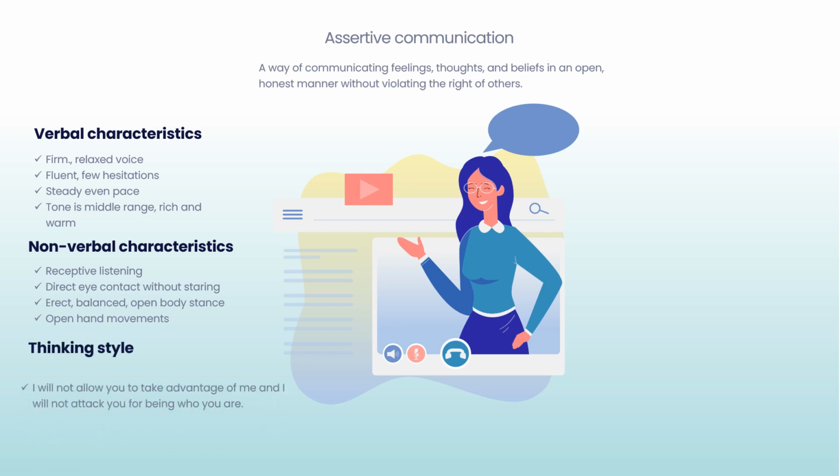Thinking style: I will not allow you to take advantage of me, and I will not attack you for being who you are. So you know who you are, you know who your follower is, then you bring in a balance so that you are not hurt, and your follower also is not hurt by what is coming from your mouth in an assertive communication style.